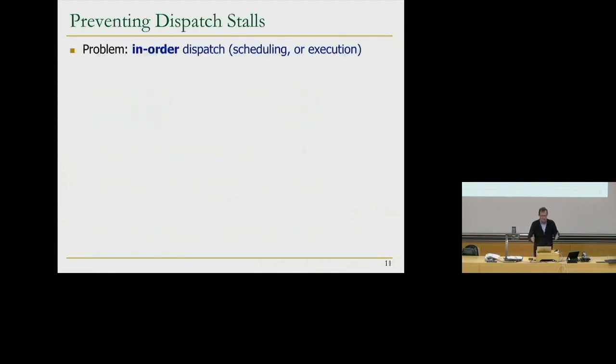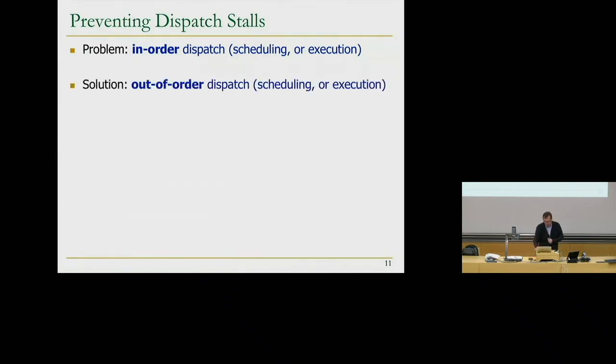So the problem that we're going to solve is in-order dispatch, in-order scheduling, or in-order execution, as it's called. I like in-order dispatch, because you're really dispatching an instruction to an execution unit. So a solution is really out-of-order dispatch. Basically, we want to do out-of-order scheduling. Whenever we are decoding an instruction, we want to be able to say, okay, you can go out of order, because you have all of your values. And then we're going to fix the problem later on with a reorder buffer. So we don't need to worry about fixing the reordering. We've already solved it.